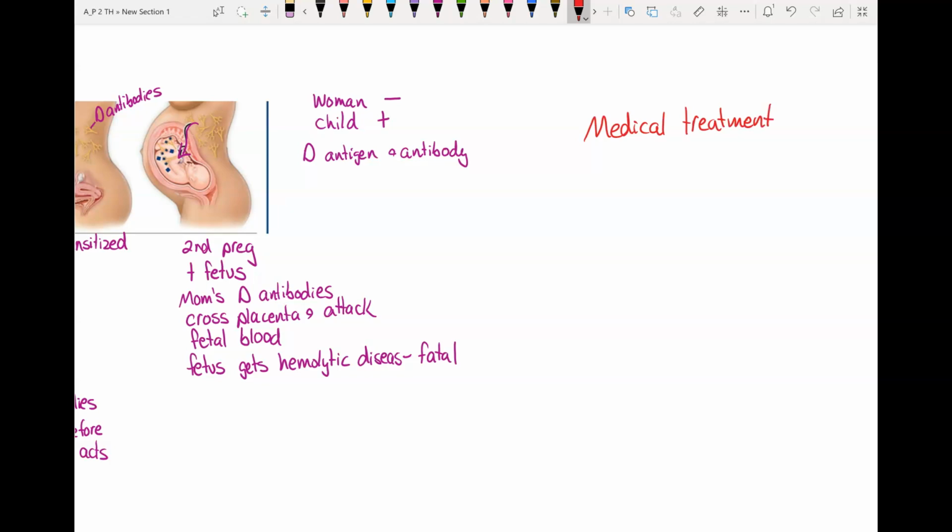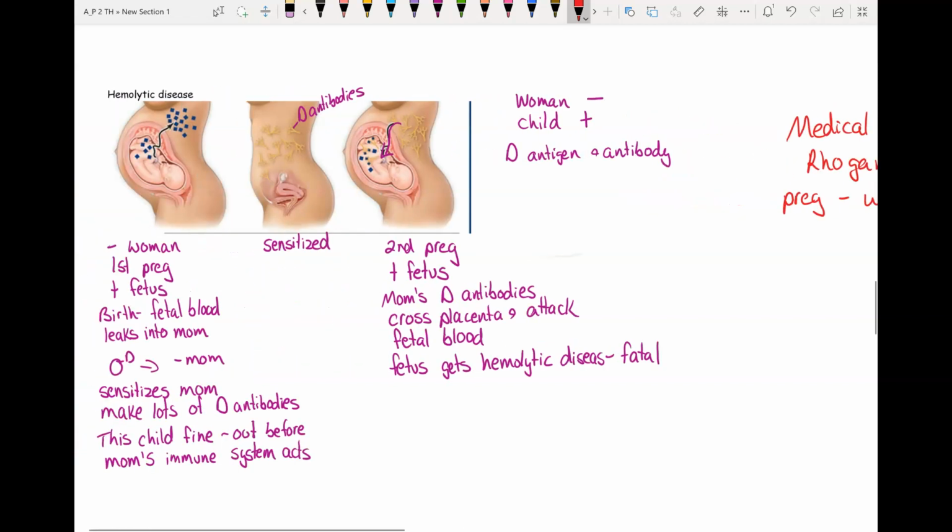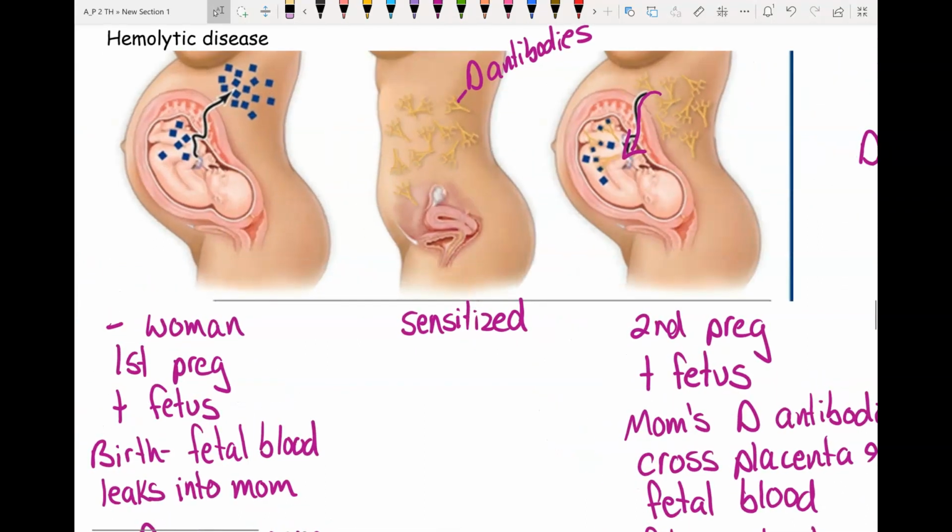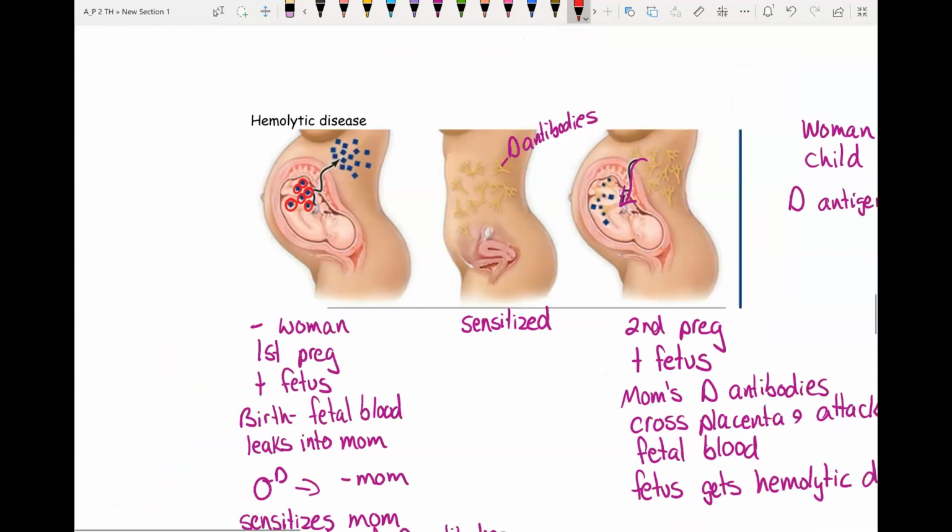And that medical treatment is RhoGAM. So now anytime a woman who has a negative blood type gets pregnant, they give her a RhoGAM shot. So a pregnant negative woman gets RhoGAM during the pregnancy and again when she gives birth. What the RhoGAM does is it travels through the mom and into the fetus. So they give her the shot while she's pregnant. The RhoGAM comes in and it coats the fetal blood cells.